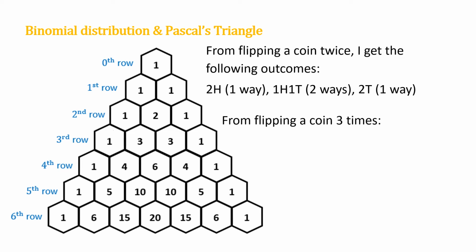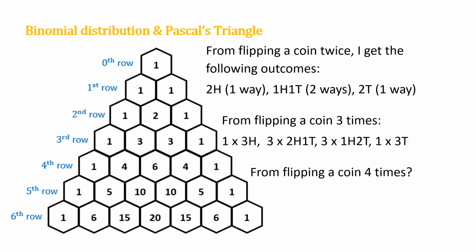If I flip a coin 3 times, well, I can get 3 heads one way. I can get 2 heads and 1 tail 3 ways: head, head, tail; head, tail, head; or tail, head, head. Likewise, I can get 3 ways of getting 1 head and 2 tails, or there's one possible way that I can get 3 tails. That's starting to look like we can see a pattern.